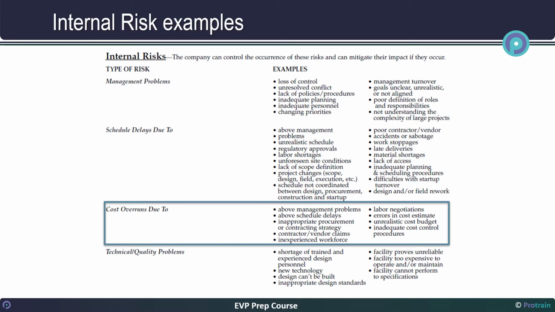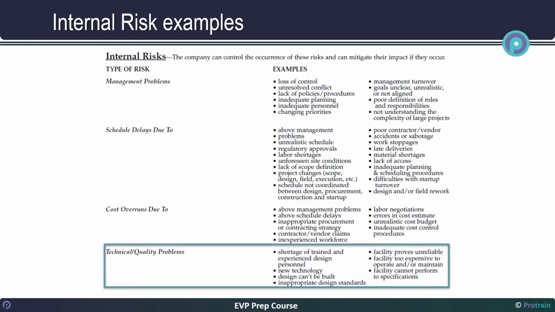One of the other internal risks is technical quality-related risk. This risk can arise from several reasons such as shortage of trained and experienced design professionals, new technology, design that cannot be built, inappropriate designer standard, facility too expensive to build and so on. Note that there can be several other internal risks to the project. As explained in the previous slides, one of the steps of risk management is to identify the risks of the project. This risk can be both internal and external.